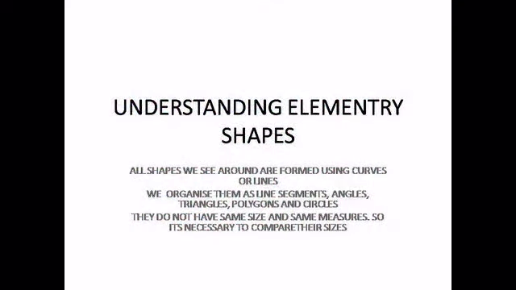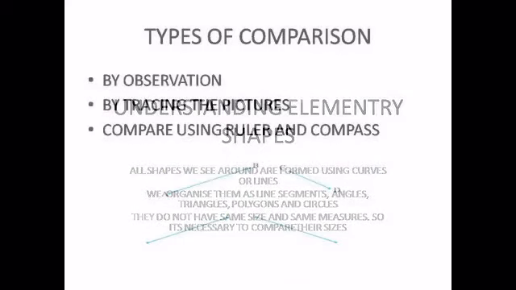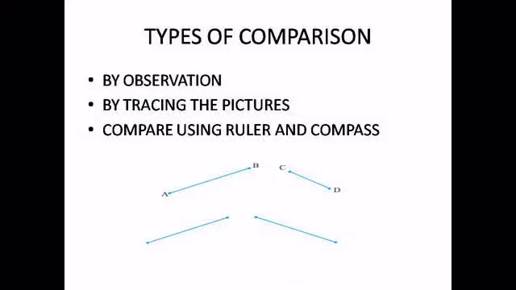Next, chapter 4, class 6, is understanding elementary shapes. All shapes we see around are formed using curves or lines. We organize them: line segments, angles, triangles, polygons and circles. They do not have the same size and the same measures, so it is necessary to compare their size. And what is the first method of comparison? By observation. The second is by tracing the pictures, and the third is comparing using ruler and compass.